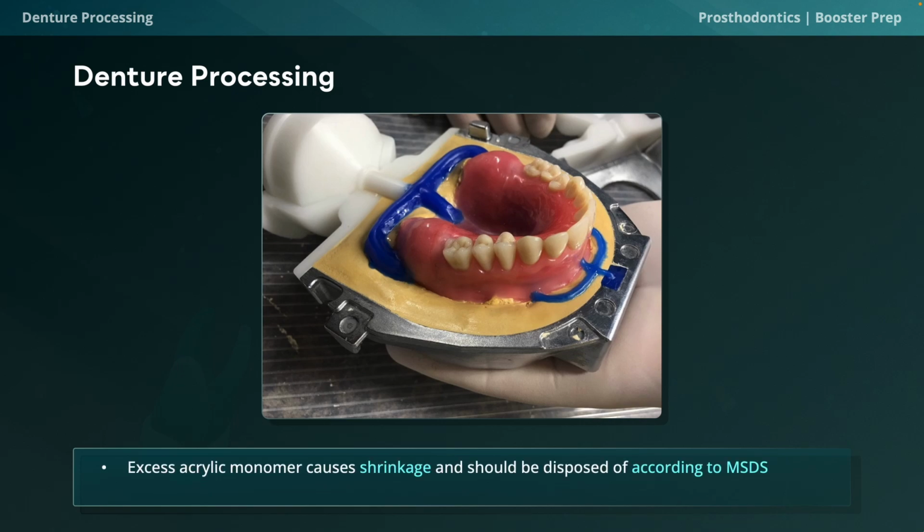First, know that the acrylic we use has a monomer component, and if it's present in excess, it can really cause some issues for the denture, such as extra shrinkage. In light of that, any excess monomer should be disposed of according to the material safety data sheet.